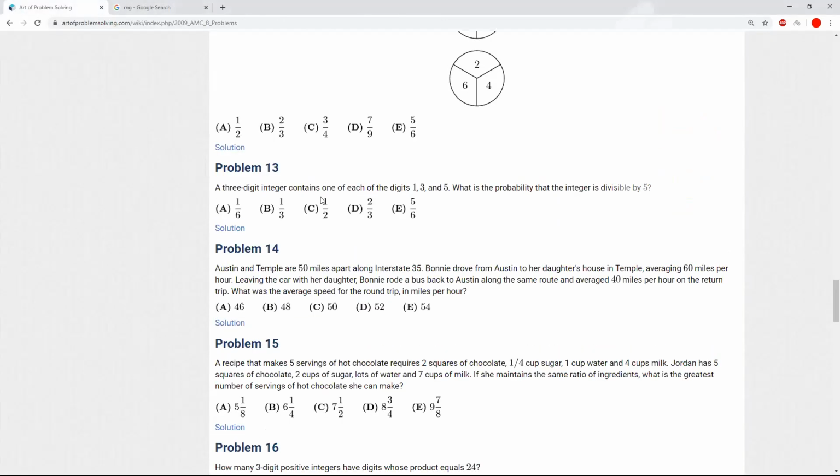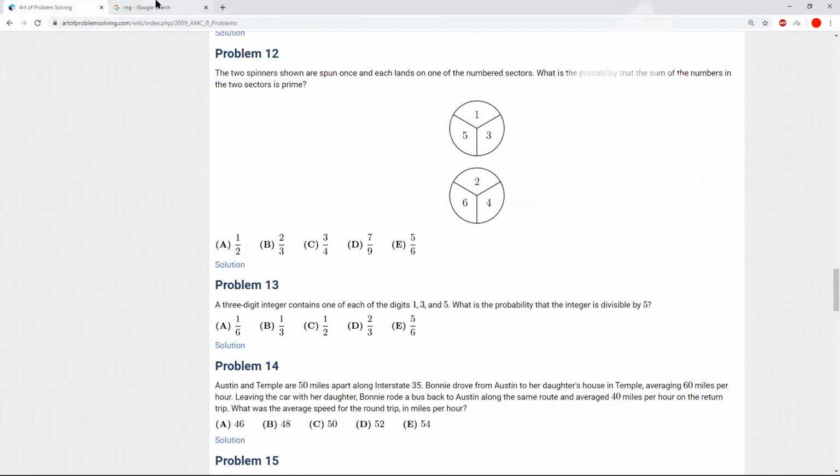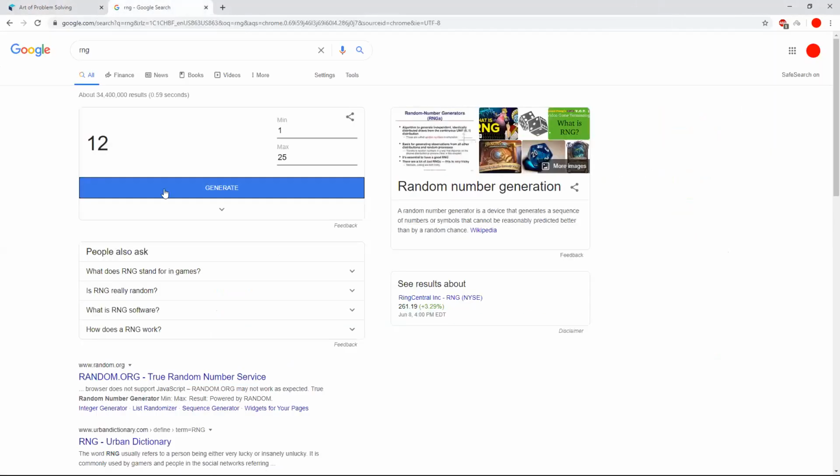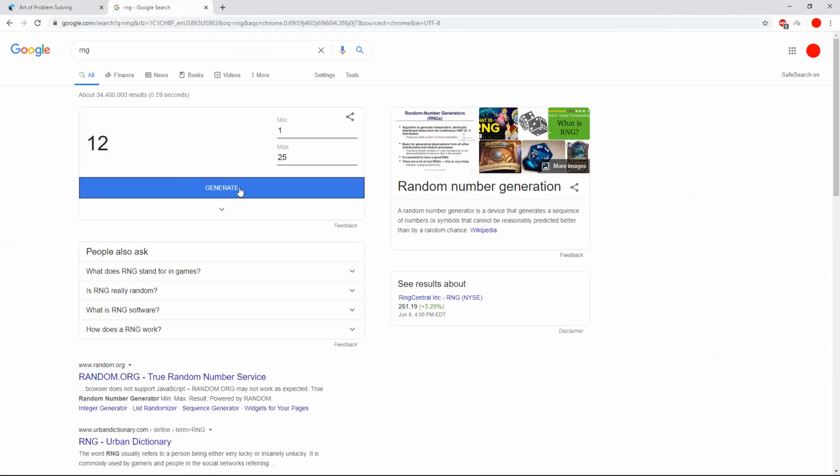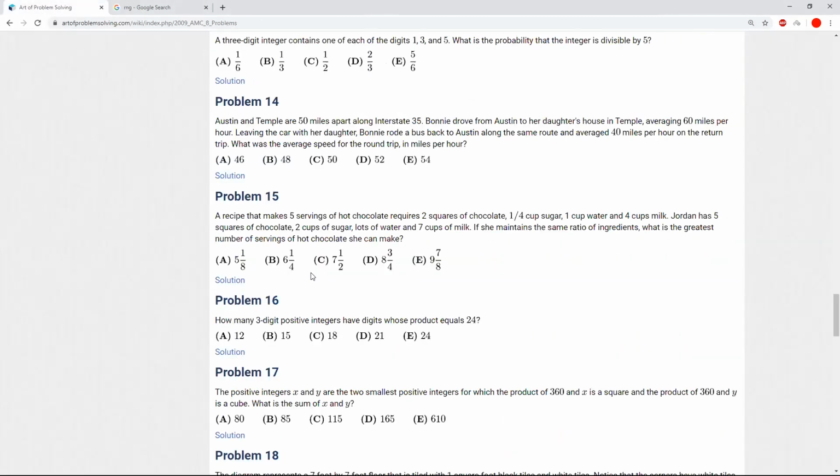Number 12. Oh, I'm getting so many repeats. Number 10, yeah, I did that one. Dude, what's wrong with this RNG? I'm getting all repeats. There you go. Okay, number 19.